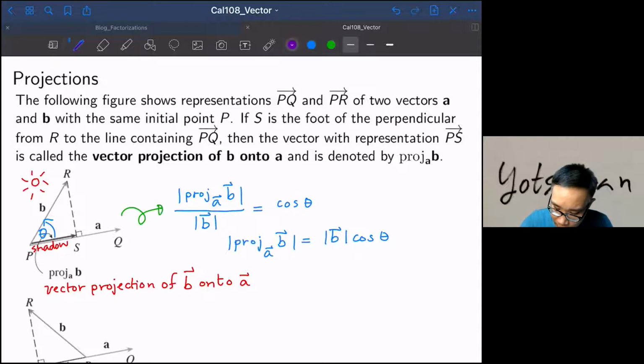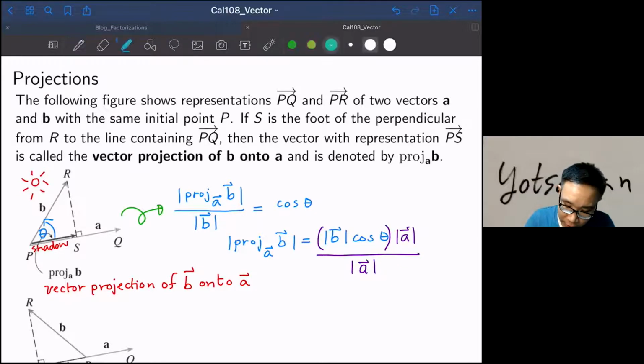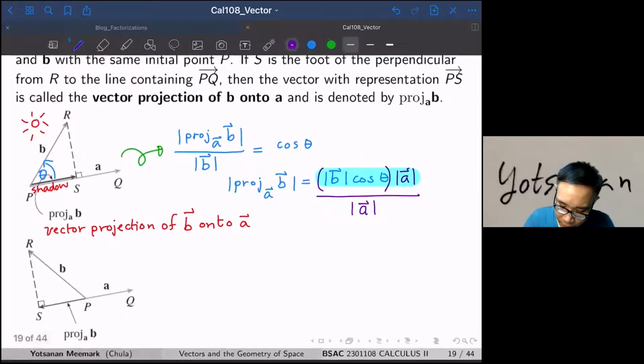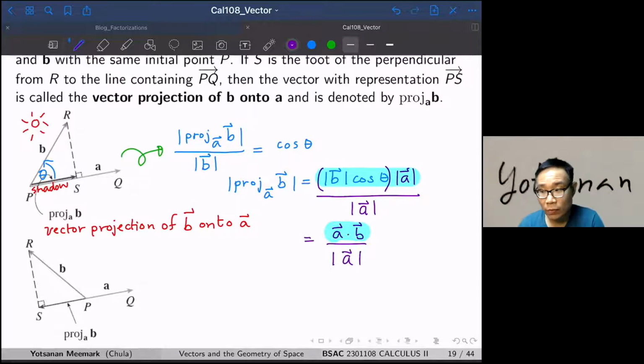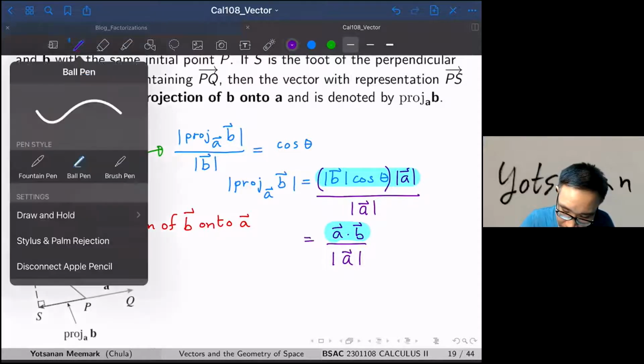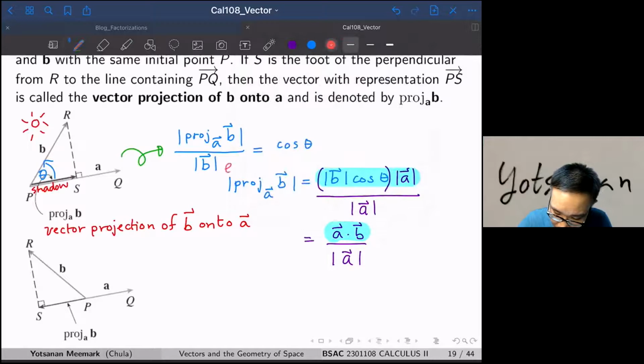If you multiply the top by norm A and divide by norm A, you see that this numerator turns out to be just A dot B. That will be the blue guy, and it's going to be over norm A. So it's A dot B over norm A. So this will give you the length of the shadow.